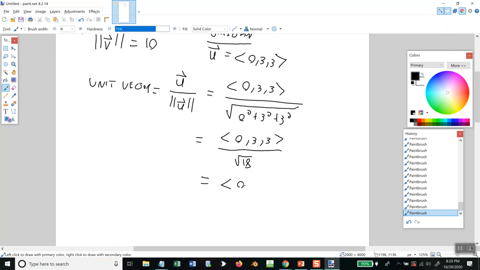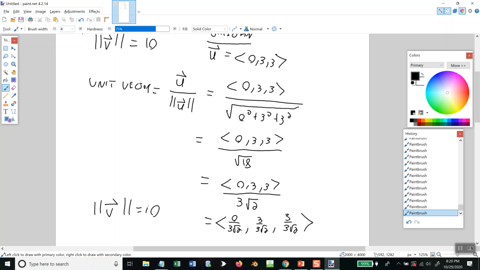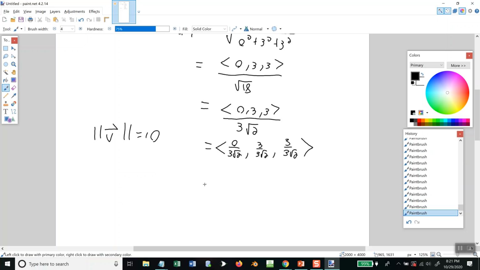Now, that simplifies. 18 is 3 times 2, 3 times 2, 9 times 2, 3 times square root of 2. Then I'll put each one of those over 3 square root of 2. So that gives us 0. The 3's cancel here. I have 1 over square root of 2, multiply top and bottom by square root of 2. So square root of 2 over 2. Here the 3's cancel. I got 1 over square root of 2, multiply top and bottom by square root of 2, and you get square root of 2 over 2.